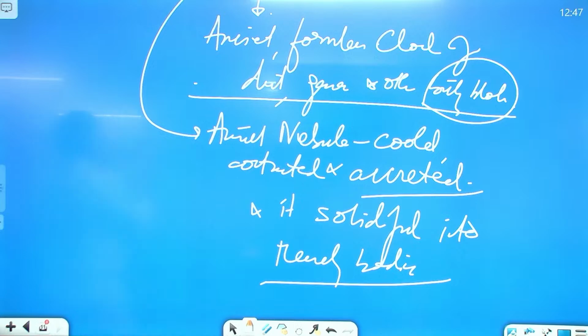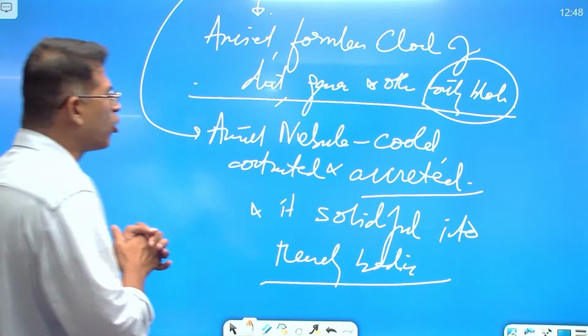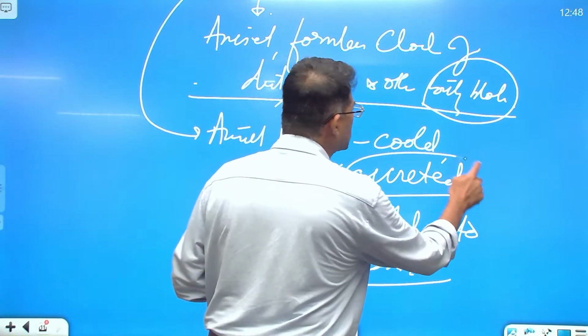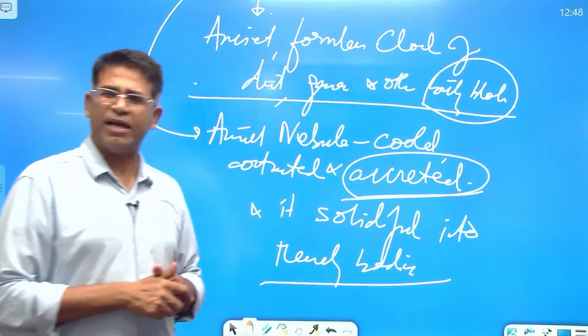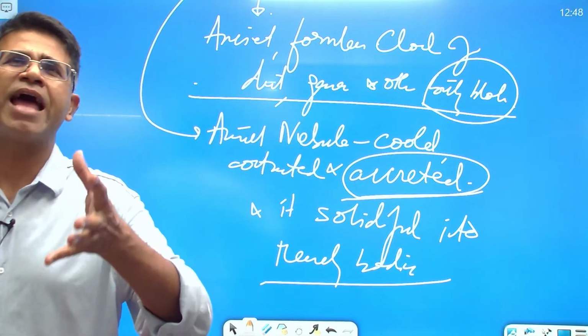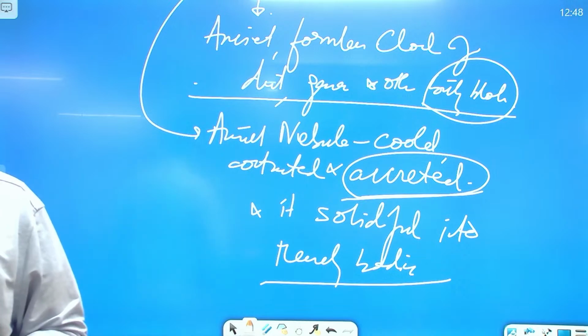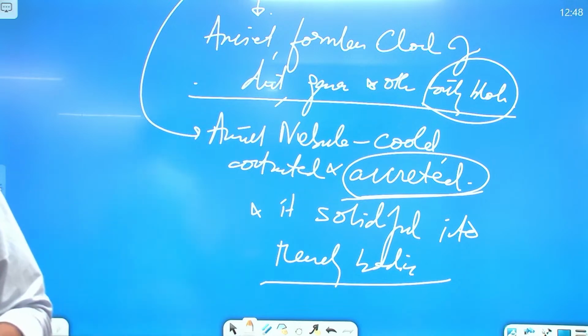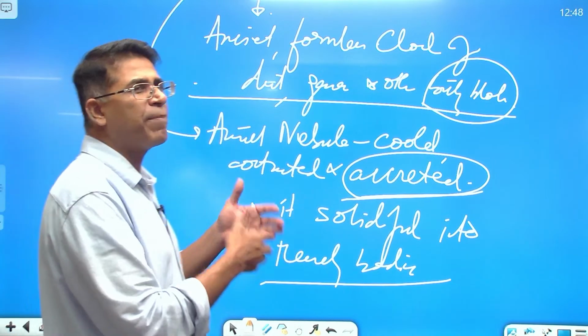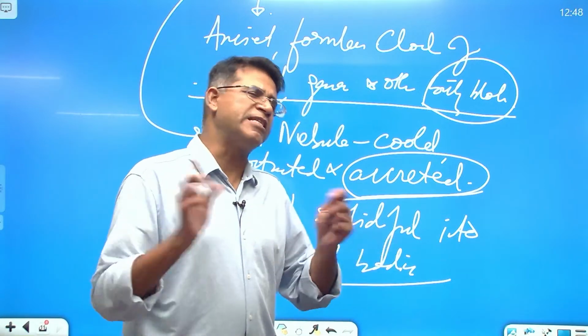It comes together, becomes solid. It undergoes a process called accretion. Accretion means it becomes solid. It accretes and it solidifies into heavenly bodies. So be it stars, be it the planets, be it the asteroids, all are formed from this.